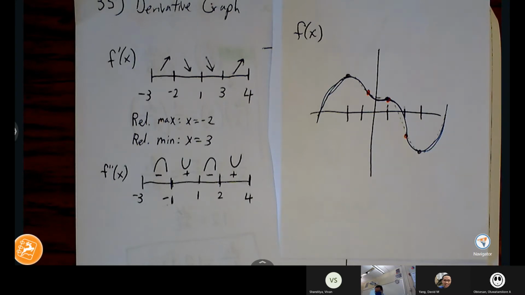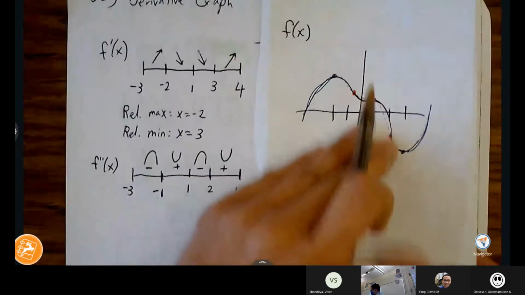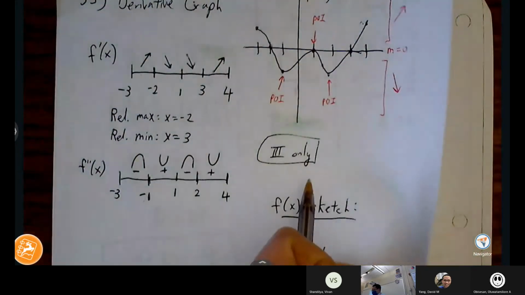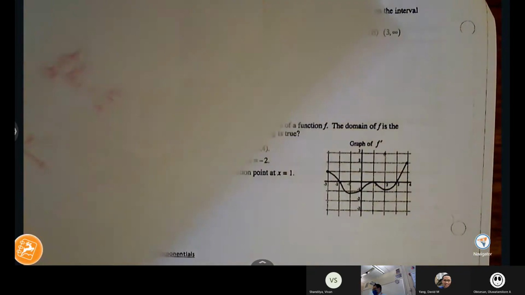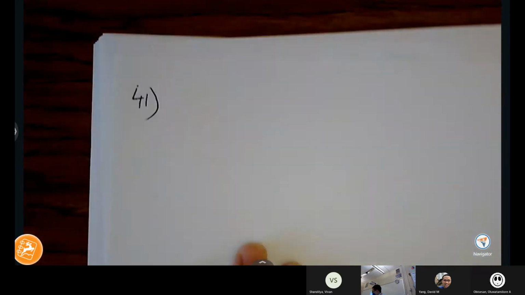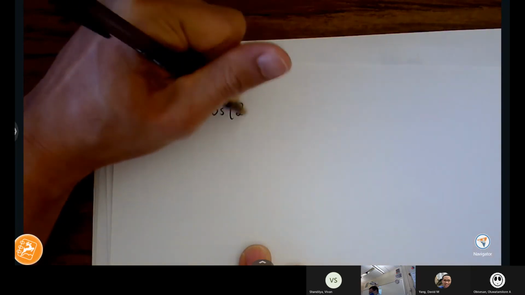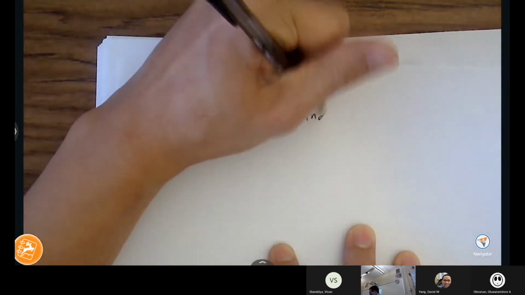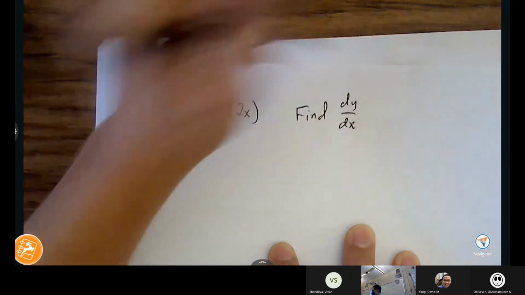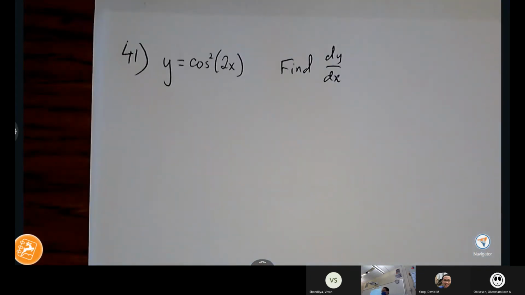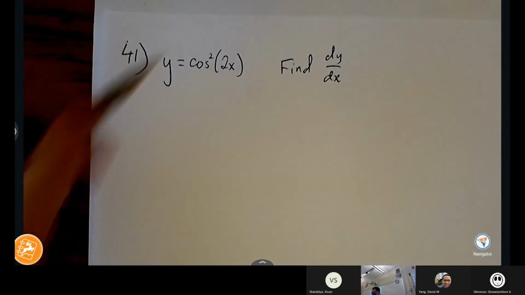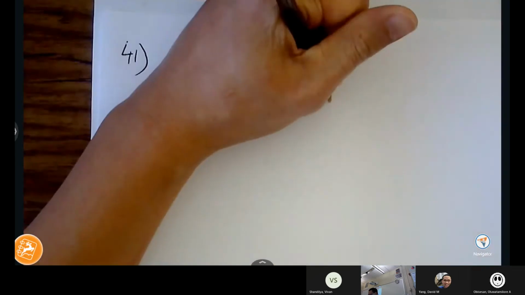Let's do some derivative rules here. This is number 41. Find dy dx, find the derivative. Okay, we talked about how trig functions have an added component with chain rule. So we know we've got to involve chain rule here.